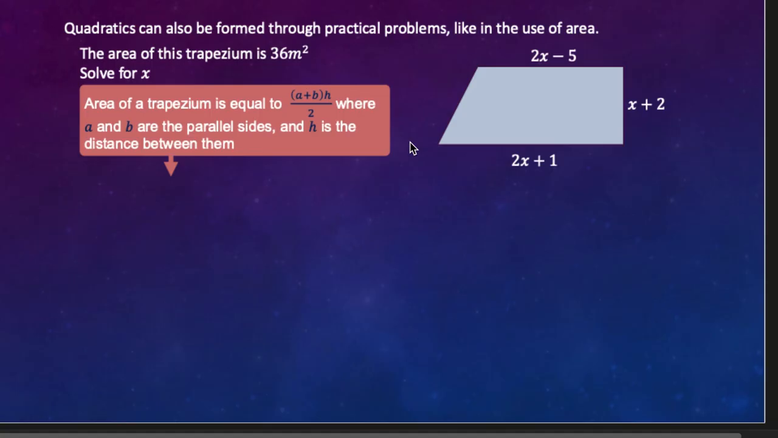They're telling us that quadratics can be formed. This is a practical example, an application of quadratics, and they want us to solve for x, but you can see that it is really disguised, and if you're not careful, you may mistake it for another form of equation. But this is typically a quadratic equation. Let's see how to solve it.